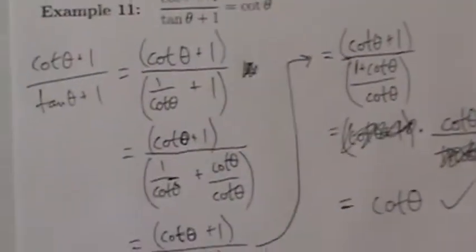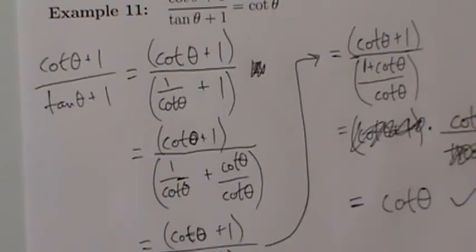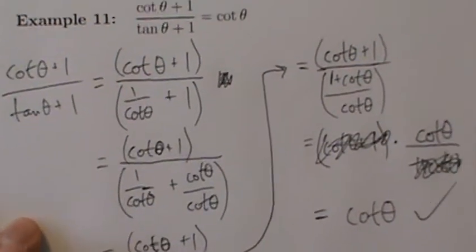So anyway, a few different ways to approach this, but that's example 11 with establishing trig identities. Example 12 coming up in the next video.